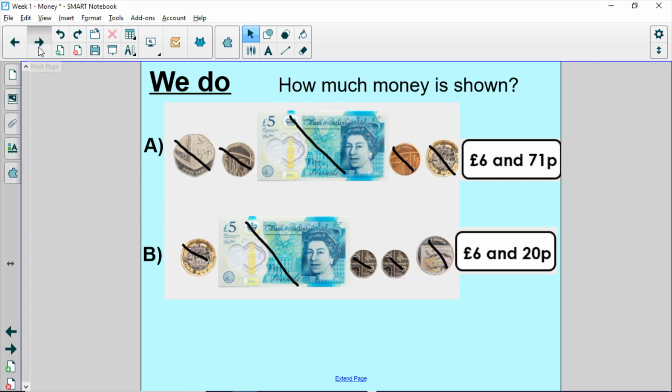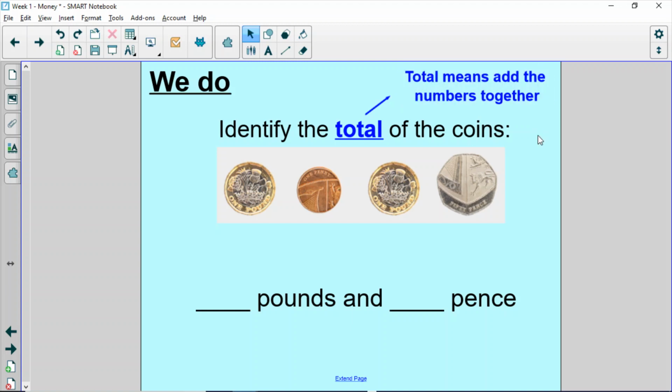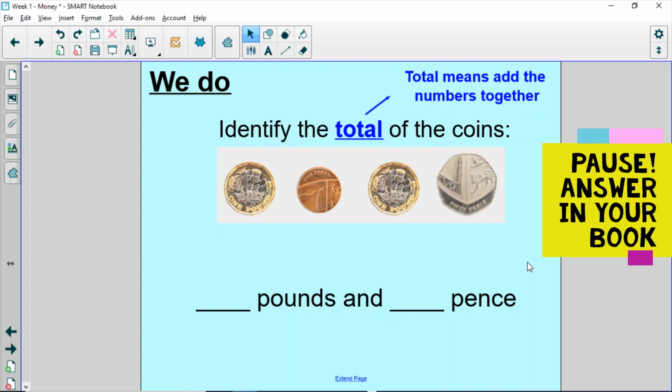Let's move on to our next question, which is another we do. So I'm going to read it out and give you some top tips, but then I'd like you to answer this in your book. It says, identify the total of the coins. Well, remember, total means everything added together. So we need to add the numbers. We've got a £1, a £1, a 50p, and a 1p. In your book, can you complete the blanks to tell me how many pounds in total and how many pence? Pause the video to see if you can answer this question now.